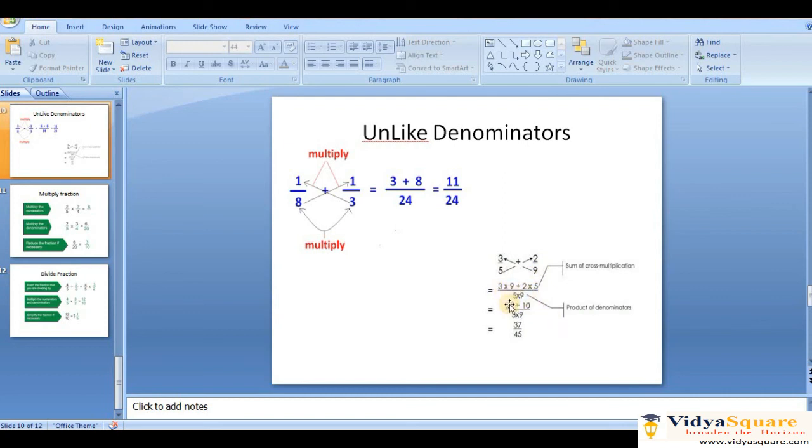So 3 into 9 is 27 plus 2 into 5 is 10. Then the denominator, 5 into 9. So we will add 27 plus 10, which becomes 37. Then 5 into 9 becomes 45. We can't simplify this further. So the answer is 37 by 45.